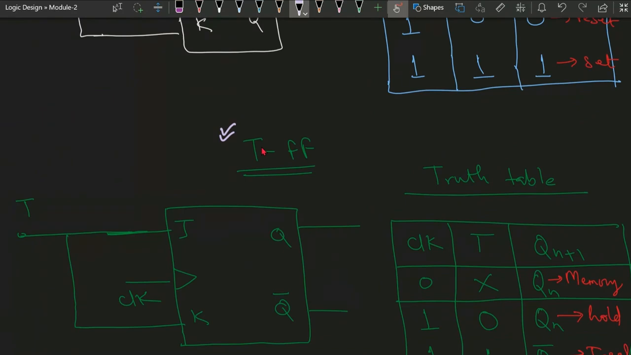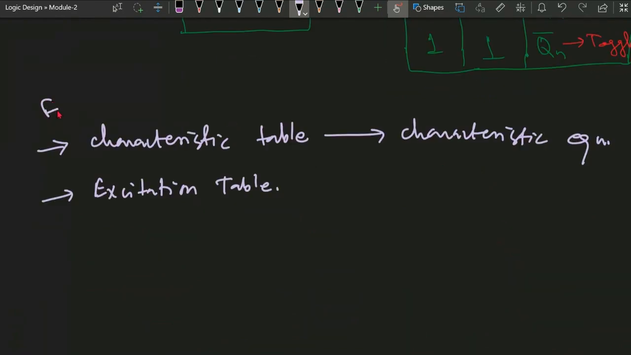In the next class, we will be looking at the characteristic equation, and what is the excitation table for each flip flop.